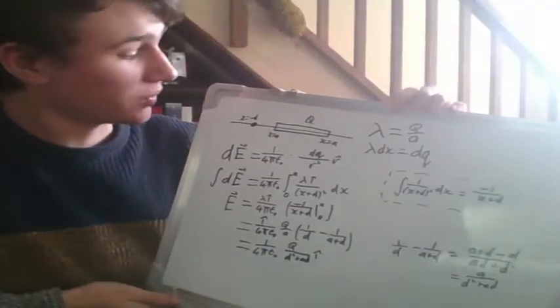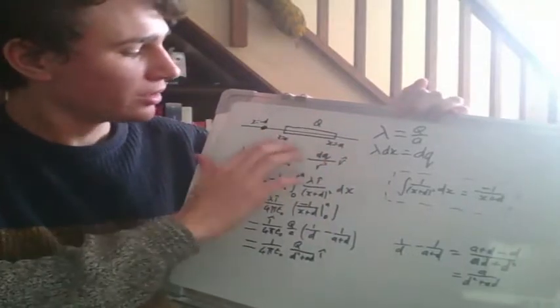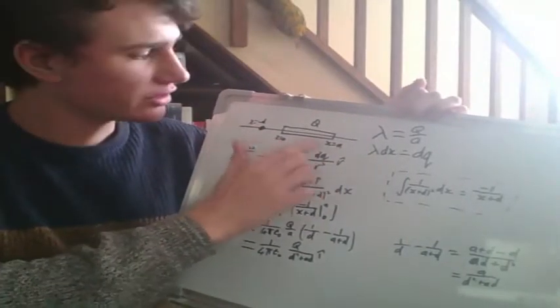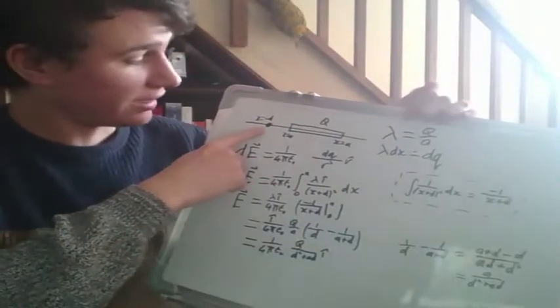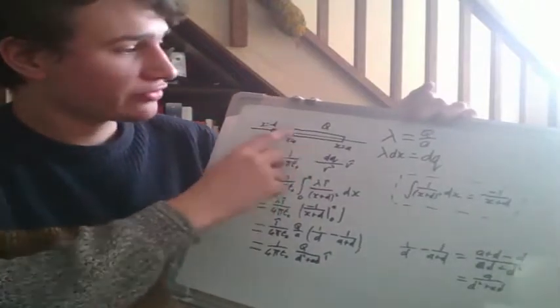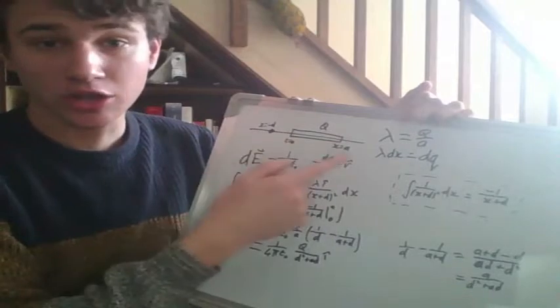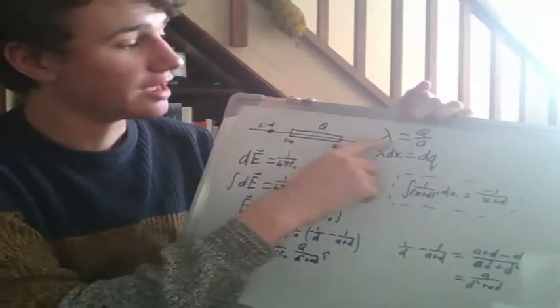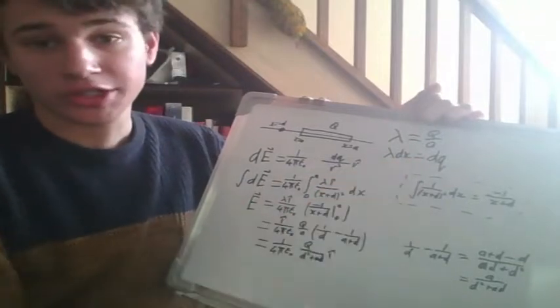Again, I want to quickly run through an example. It's just a bar with total charge q. The bar starts at x equals 0 and ends at x equals a. And we want to know the electric field at x equals minus d. So what do we do? First, we parameterize the charge distribution here. This is a constant charge distribution, so we can just use lambda equals q over a, and that gives us lambda dx equals dq, just as I showed before.